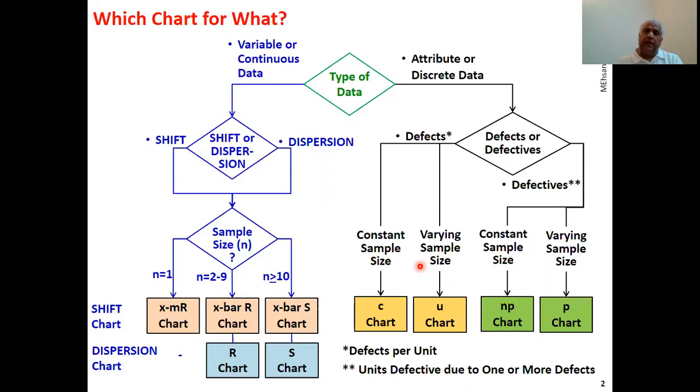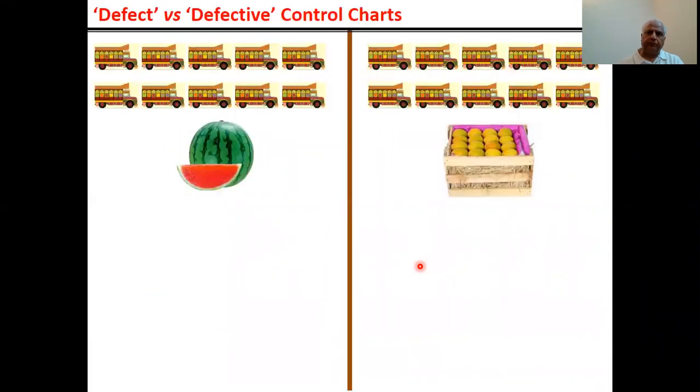However, there is a silver lining in this confusion, and that is, even if the wrong type of chart is chosen, the results are still strikingly similar. That notwithstanding, I'll try to address this confusion between control charts for defects and defectives.